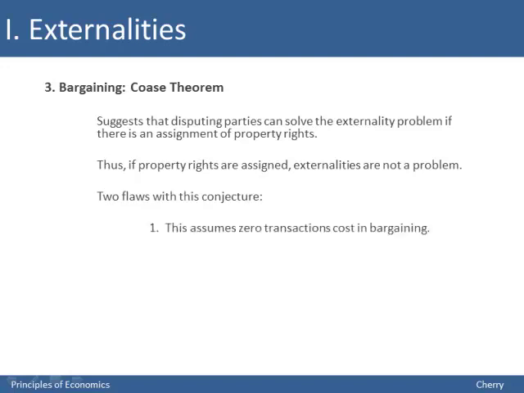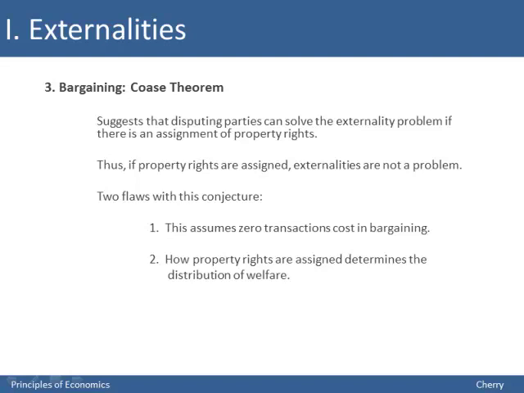One is that this assumes that there's zero transactions cost in bargaining. And second, how the property rights are assigned is a big question, because that determines the distribution of welfare and who's going to bear the burden of the negotiation. Right? So these are two issues that are important. The first one in particular, because there is no such thing as a zero transaction cost bargain. All bargains have some transactions cost, and most have a lot of transactions cost. So coming up with a compromise and a solution is oftentimes unreasonable.